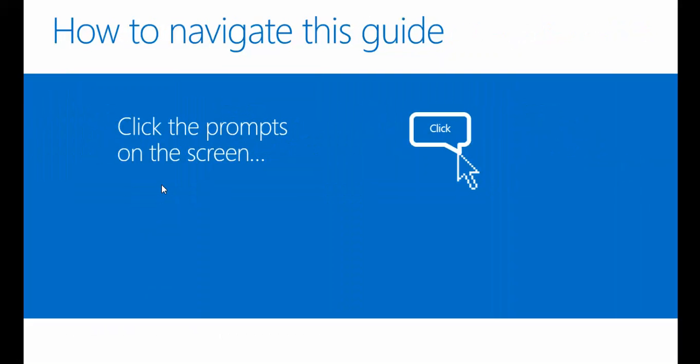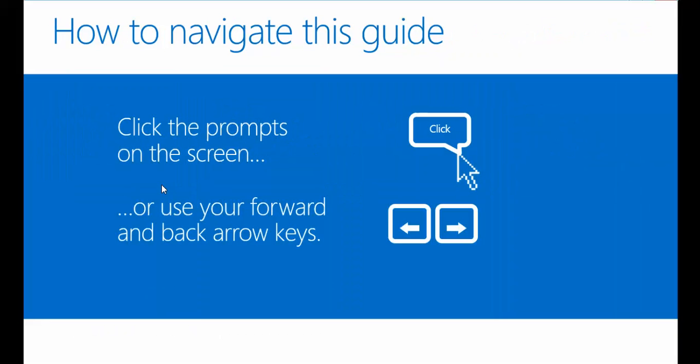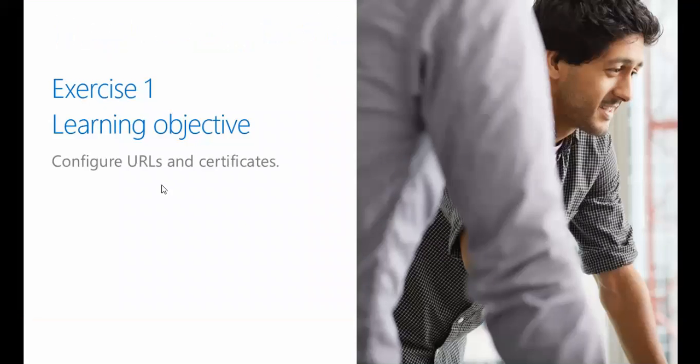To navigate this guide, either click the prompts indicated on the screen or use your forward and back arrow keys. You can also access the control bar at the bottom of the screen for additional options. This guide is composed of 3 exercises. In the first exercise, you'll see how to configure internal and external URLs for the new Exchange 2013 server and manage certificates for the new and legacy Exchange organization.